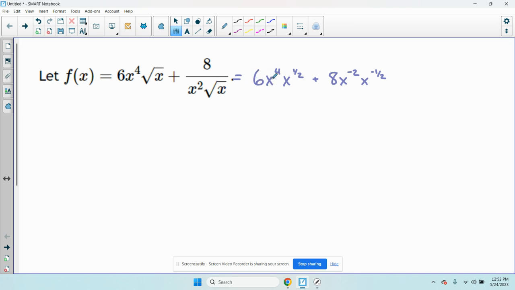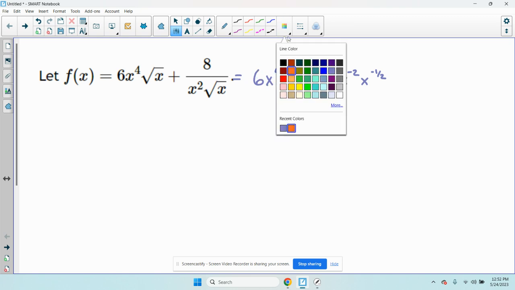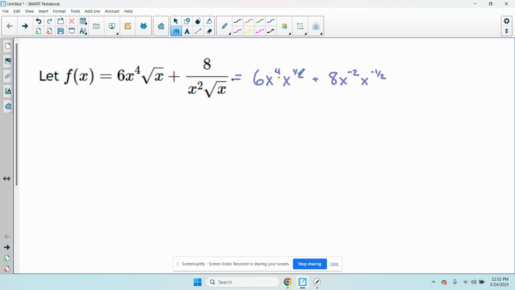So now I have 6 times this. When I'm multiplying common bases, I can add the exponents. So this is 6x to the 4 plus 1/2. That's going to be what, 9/2? 8/2 plus 1/2, plus 8. I have x to the -2.5, which is x to the -5/2.